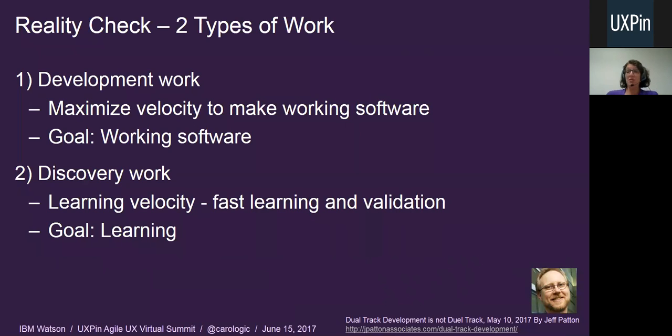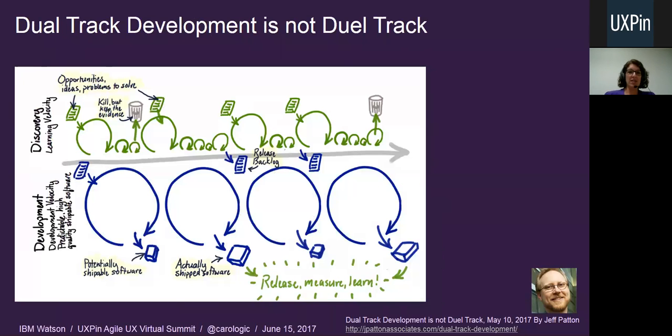So I'm talking about two different types of work. This is something that Jeff Patton just wrote about very recently. You may have seen his article. There's development work where we're maximizing velocity to make that working software, and the discovery work where we're working to learn. We really want to understand those user problems, come up with some solutions, and see if they're actually the right solutions. And he uses this graphic to describe how the two are working together.